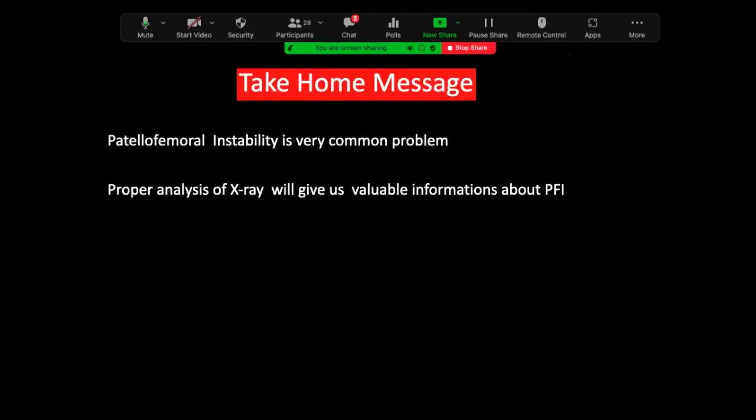So the take-home message is patellar instability is a very common problem. As Vivek already said, it is very enigmatic, and proper analysis of the X-ray will give us valuable information about patellofemoral instability. With this, I conclude my presentation. Thank you.